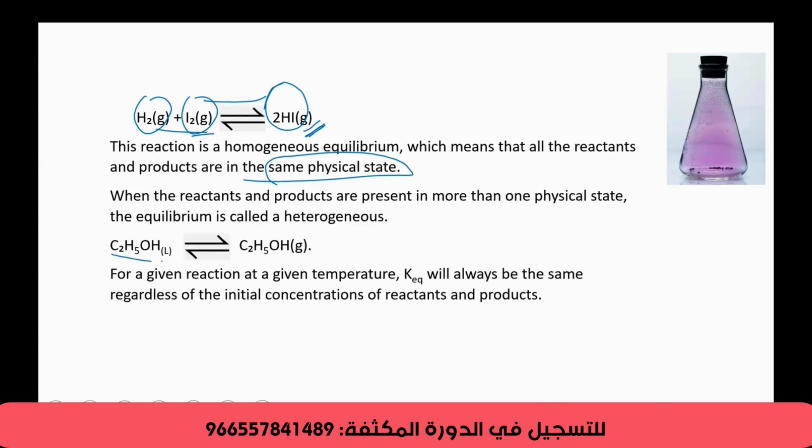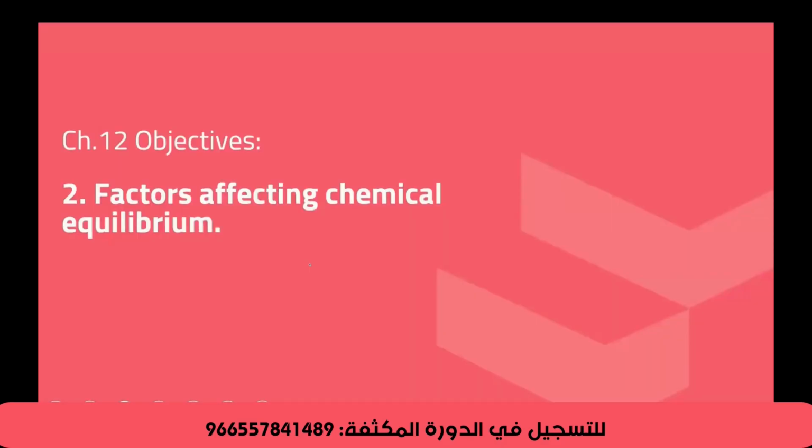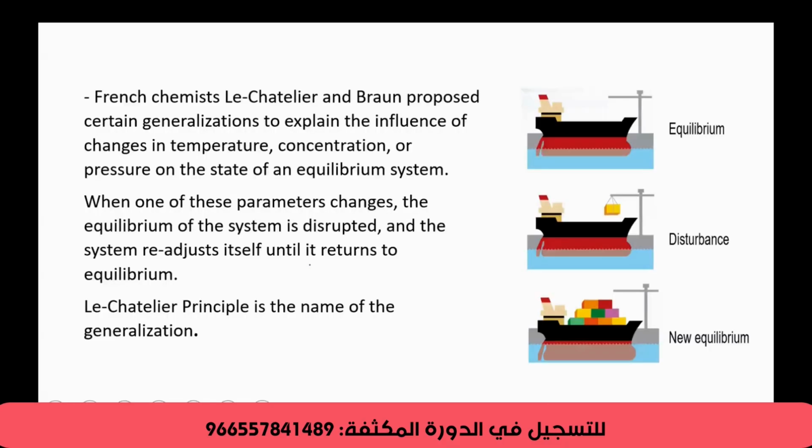But if you have a liquid and the product is a gas, they keep going back and forth until they reach the equilibrium for sure. But it's a state between liquid and gas. So you call this heterogeneous equilibrium. Okay, what are the factors affecting your equilibrium?